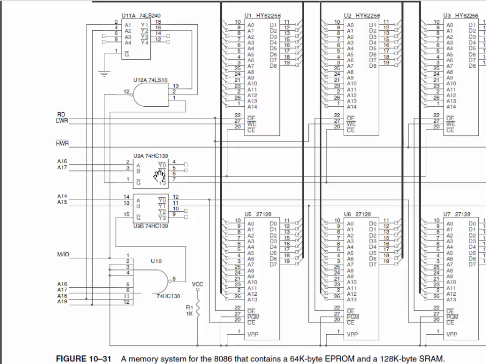HC139. This happens to be a dual 2-input, 2 to 4 decoder, which means that A16 and A17, which are the next 2 memory address lines we're looking at right there, if they're both low, then this output is going to be active. We're only looking at the upper 2.